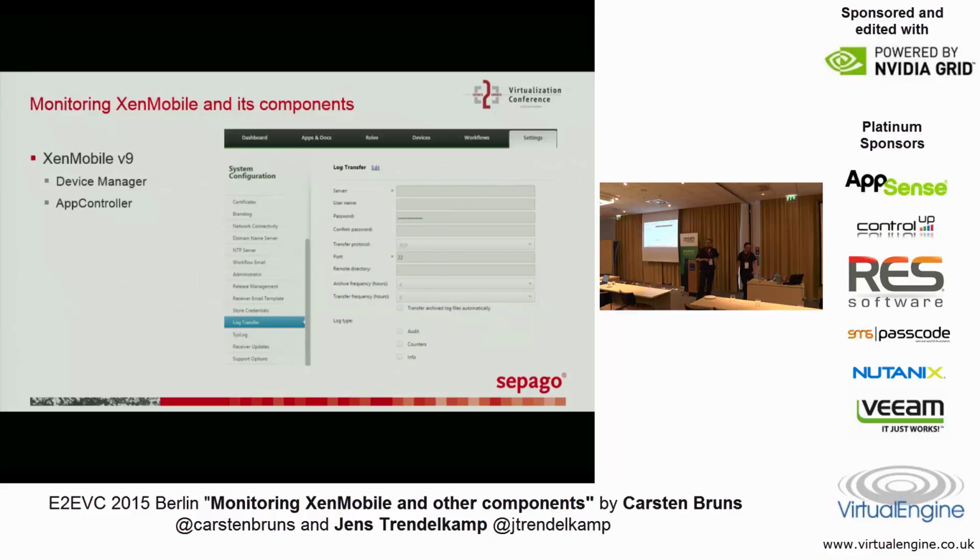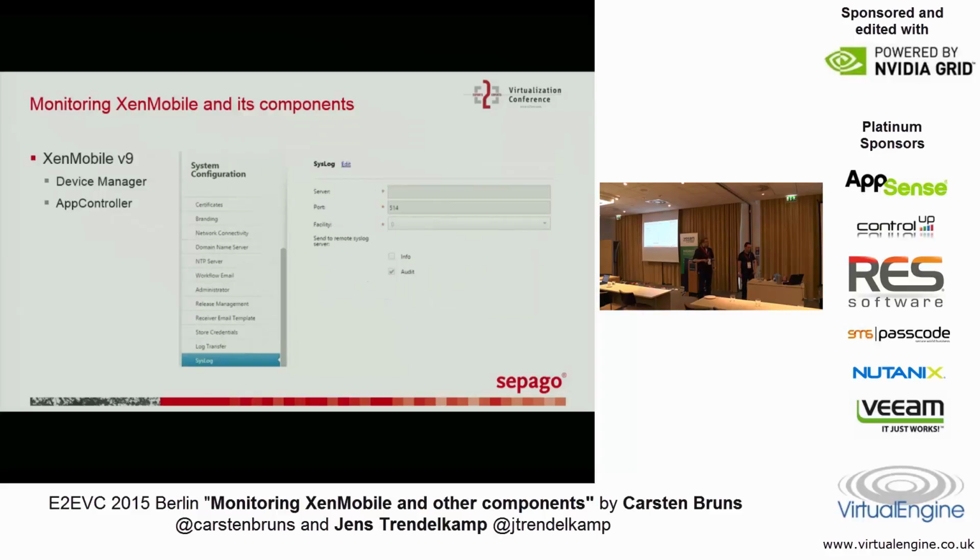The app controller is the part where you provide your applications, and it's a Citrix appliance. And if you know Citrix appliances, you won't usually get access to the shell to install or deploy some agents. So you have to use what Citrix gives you, and this is, for one part, a log server where you can specify a remote server to copy the logs to by SCP or FTP, and you also have the opportunity to configure a syslog server, which you would really do.